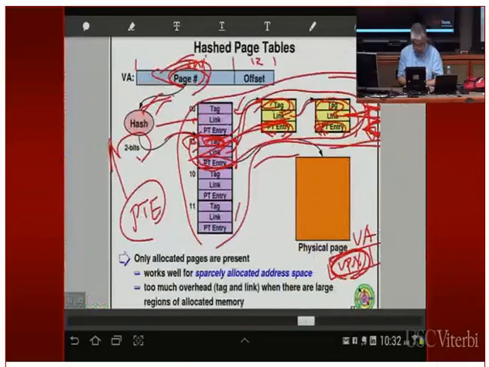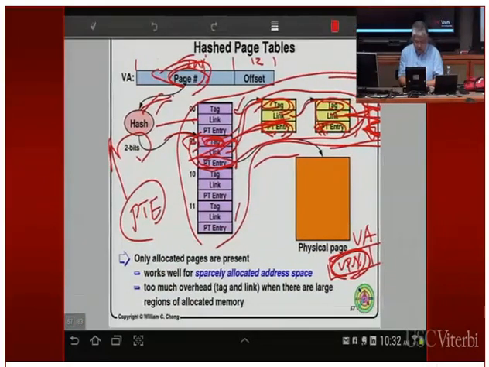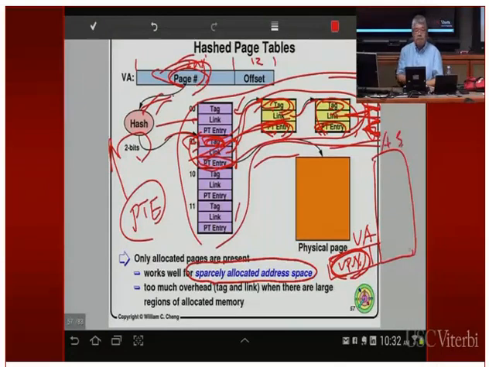All right, so this works really well also for sparsely allocated address space. The idea is that if your address space is very sparse, for example, if you have a stack over here, a stack over here, a memory map file over here, another memory map file over there, and at the bottom you have the text segment, things like that. If your memory usage is spread out all over the virtual address space, that's a sparse allocation of your address space. In that case, this works really well.